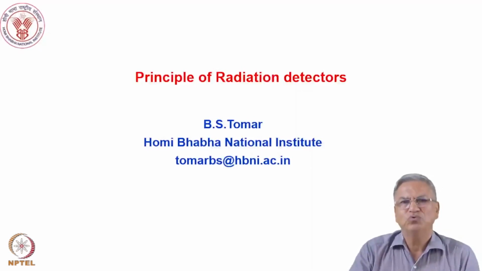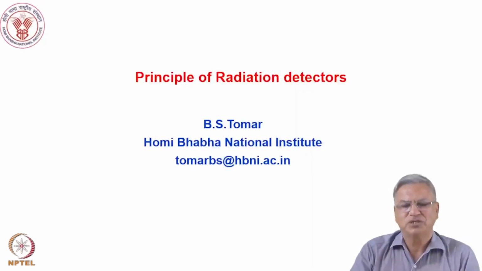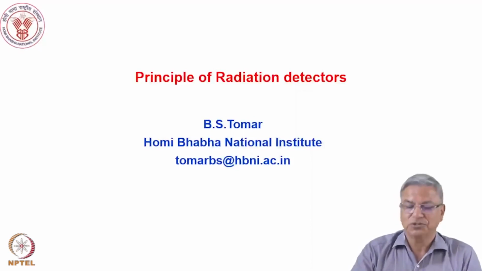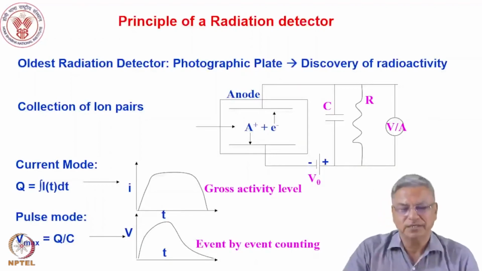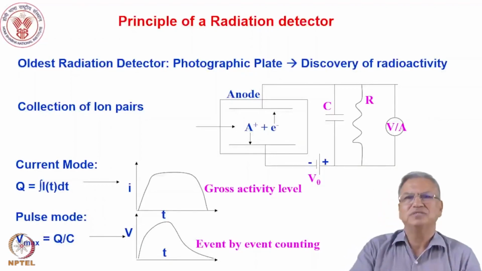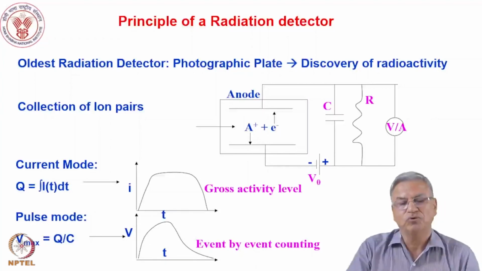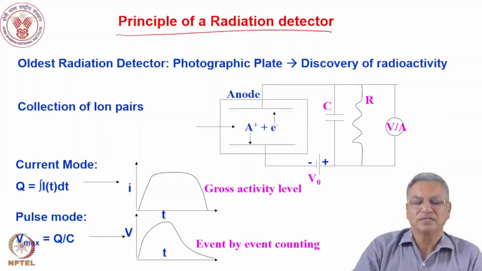Before we go to the actual detectors, different types of detectors that we will be discussing in this lecture, I want to discuss the basic principles of radiation detectors. So how do we get a signal from a detector? Detector will sense the gamma ray or the alpha or beta or neutron. So how do we get the signal from the detector? That is what we try to understand.